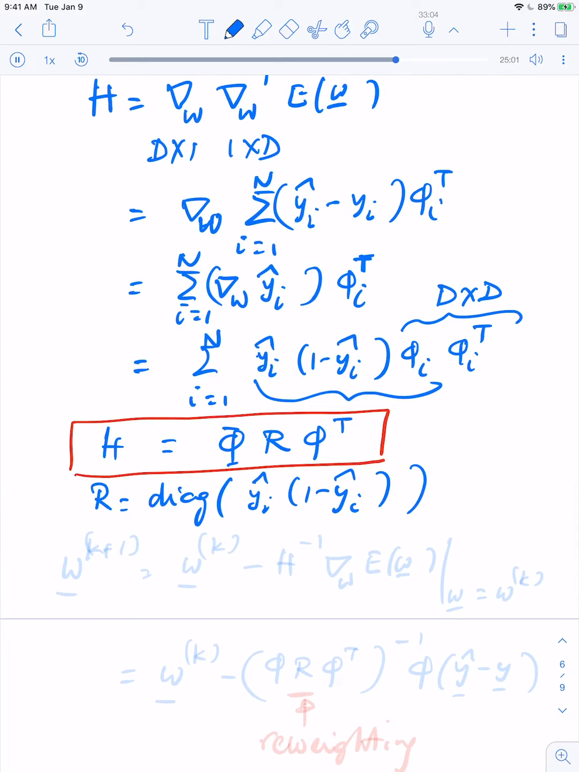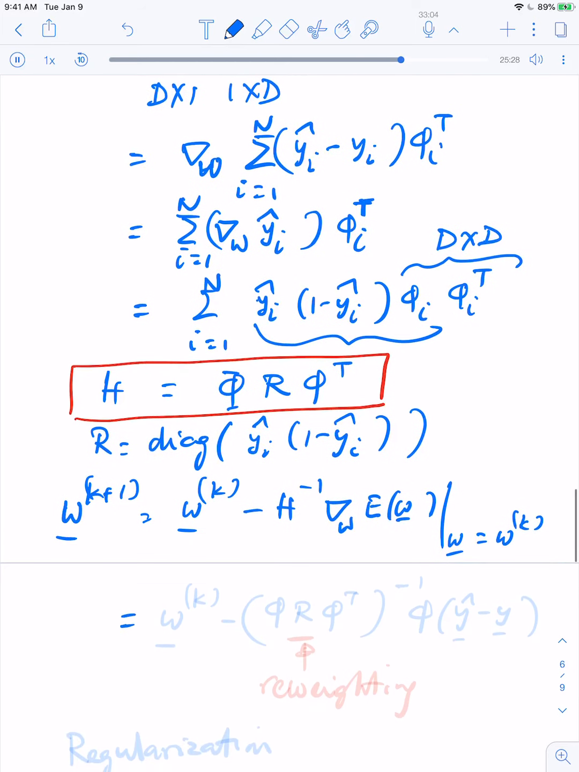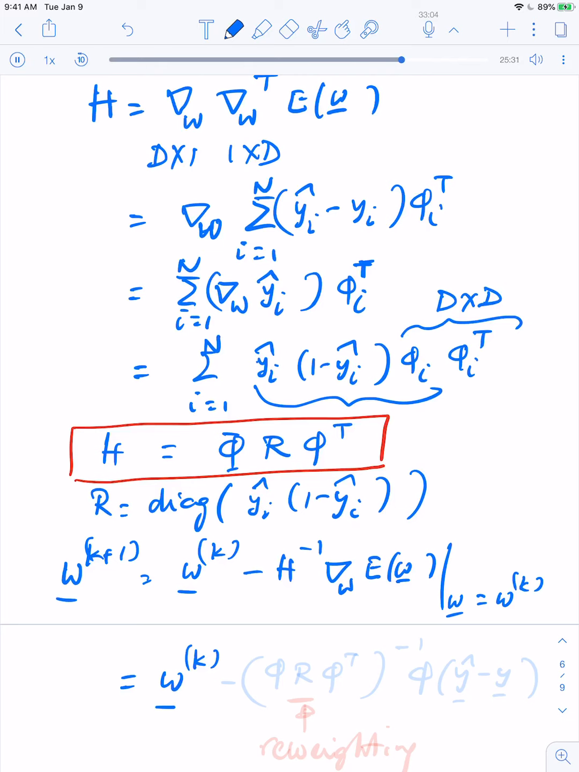And now I can apply Newton's method, the usual Newton's method, where the k plus 1th iterate is the kth iterate minus the inverse of the Hessian at that point, and then the gradient evaluated at the kth iterate, right? And in our case, when I just plug these things in, it's this minus phi R phi transpose inverse, and then the gradient itself is phi times y hat minus y.